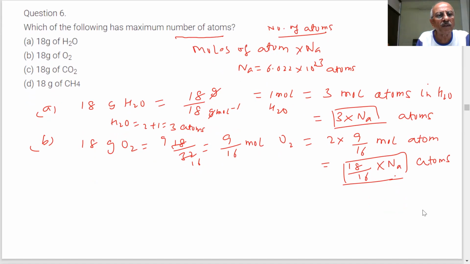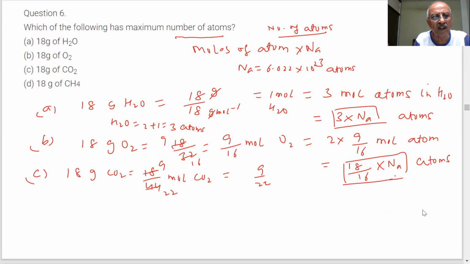What is the C part? 18 gram CO2 will mean how much? 18 by 44 mole CO2, which will be 9 by 22. How many atoms are there? Three atoms, 1 carbon and 2 oxygen, 3 mole atoms, which will mean how much? 27 by 22 into Na atoms. Okay? Yes. What is the next?